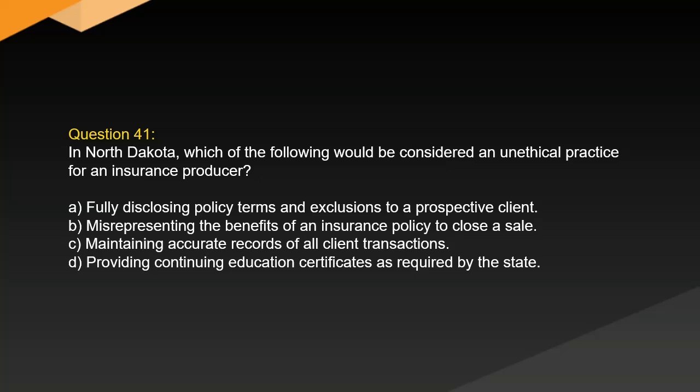Question 41. In North Dakota, which of the following would be considered an unethical practice for an insurance producer? A. Fully disclosing policy terms and exclusions to a prospective client. B. Misrepresenting the benefits of an insurance policy to close a sale. C. Maintaining accurate records of all client transactions. D. Providing continuing education certificates as required by the state.